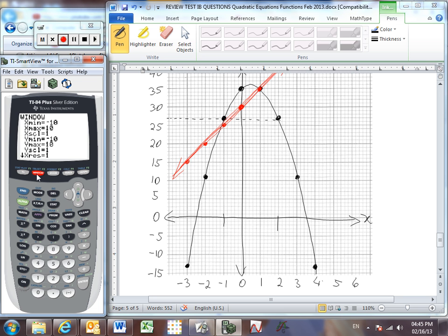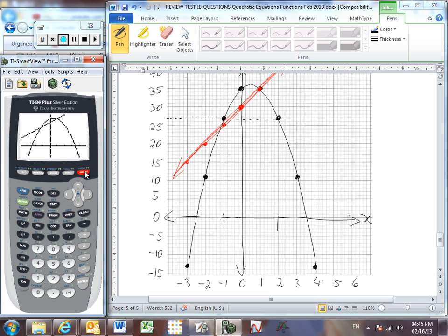Put our x min, I'm going to make it just a little bit bigger, negative 4 out to, say, positive 5. And then my y min, negative 15 out to positive 40. Now let's graph it and we should get a good picture. There's the parabola and there's the line.